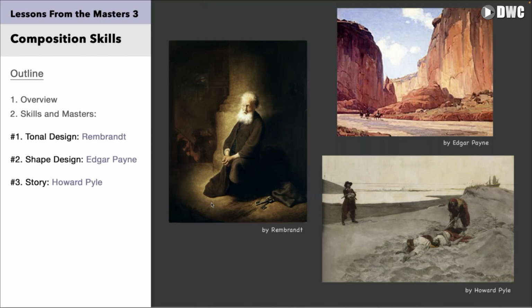So we're going to look at three great masters from history, and we're going to try to learn some composition skills from looking at their work. We're going to begin with a brief overview of the skills that we're going to explore, and then we're going to do some demonstrations and studies and analyze the work of these great masters. We're going to start with tonal design with Rembrandt, shape design with Edgar Payne, and story and emotion with Howard Pyle.